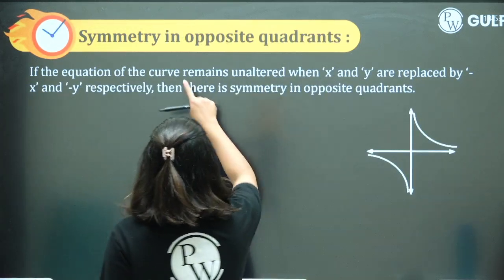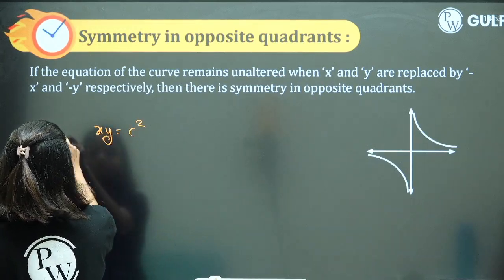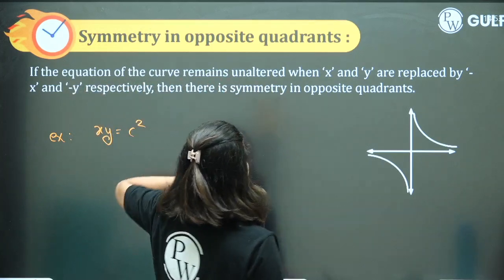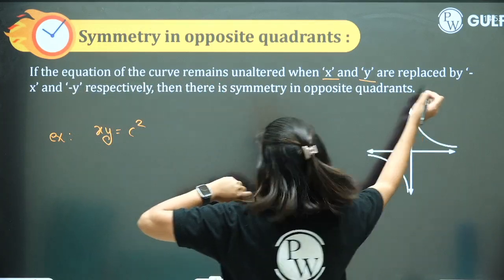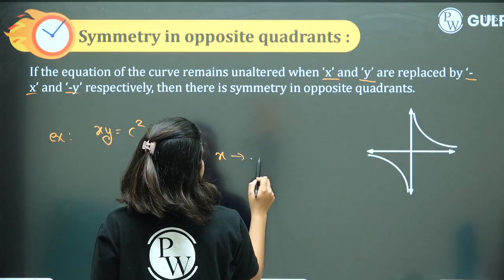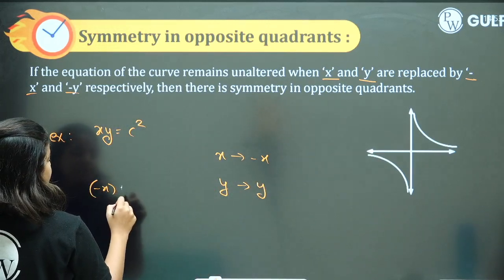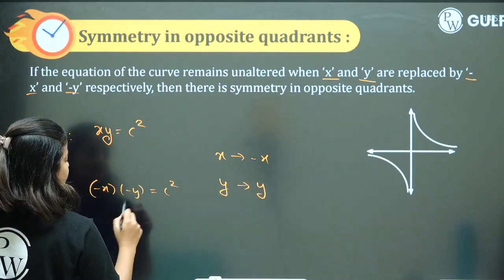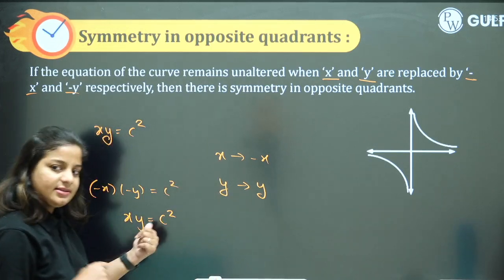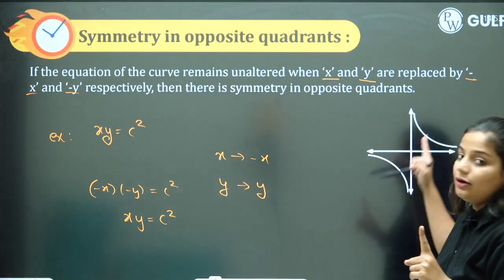Next, symmetric in opposite directions. For example, xy is equal to c square. If the equation of a curve remains unaltered when x and y are replaced by minus x and minus y, you replace x with minus x, y with minus y. What is the new equation? Minus x into minus y equal to c square. That is ultimately xy equal to c square. So on replacing, you get the same equation back. It means the curve is going to be symmetric in opposite quadrants.